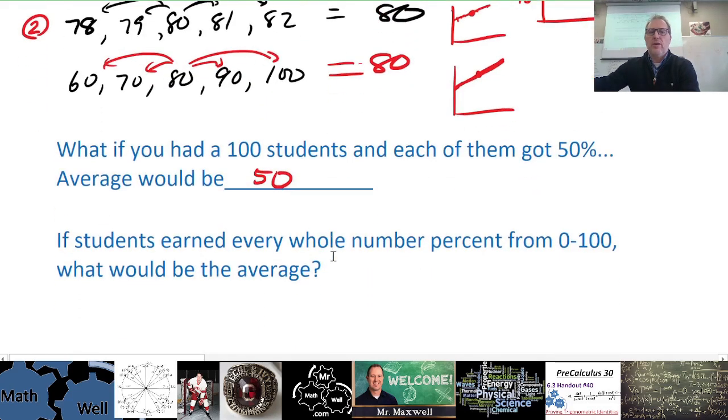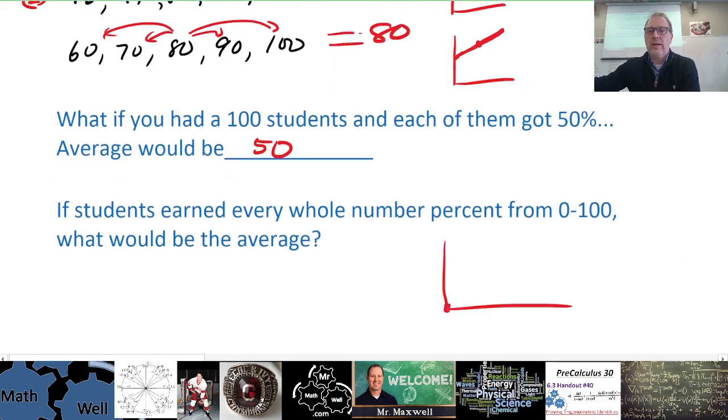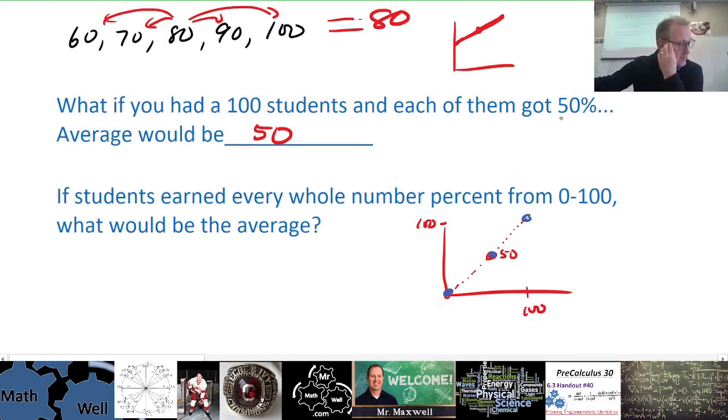Now, think about this. What if there was 100 students in this class, and each student got a different percent, and they covered all of the percents from 0 to 100. From 0 to 100. No half percents or anything, all just whole number percents. And so we'd have a graph that looks something like this, right? We had a 0, and we've got marks, 100 of them, all the way up, just everyone is accounted for, all the way to 100. Okay? Now, what's the average of all of these marks? Each student gets each percent that's available, whole number of percents from 0 to 100.